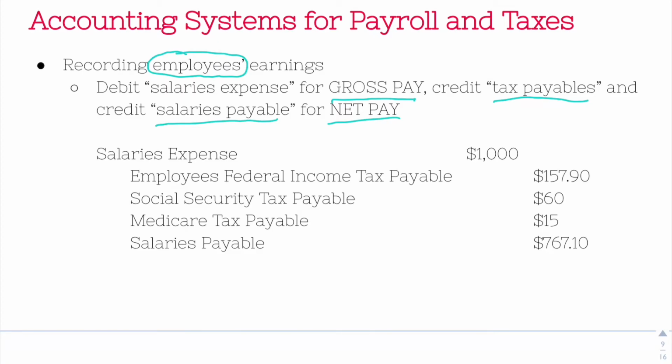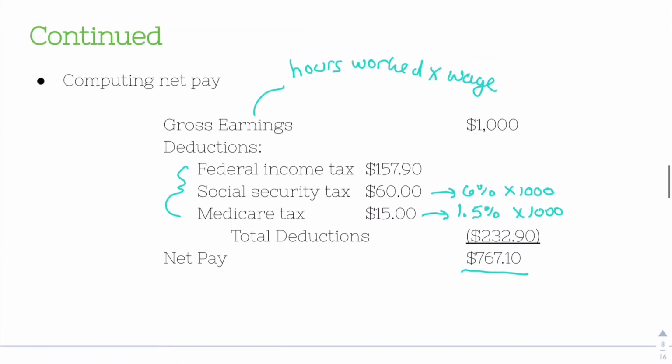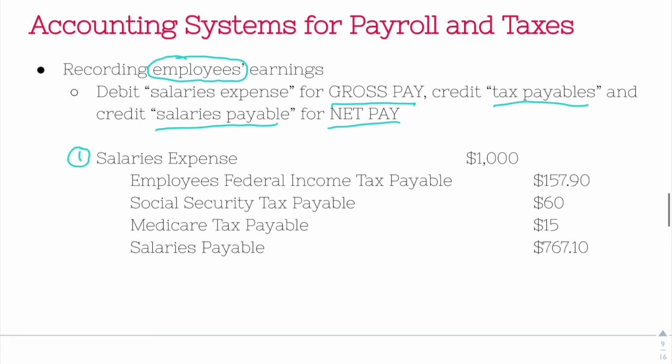So using the numbers we just found on the last slide, we are going to debit salaries expense, that's our first thing, debit salaries expense for gross pay. So looking at the last slide, gross pay was $1,000. So the total expense we're paying is $1,000, and that'll be broken up into taxes we have to pay and the actual amount we'll pay our employees. But that's the total amount we have to pay for employee earnings.